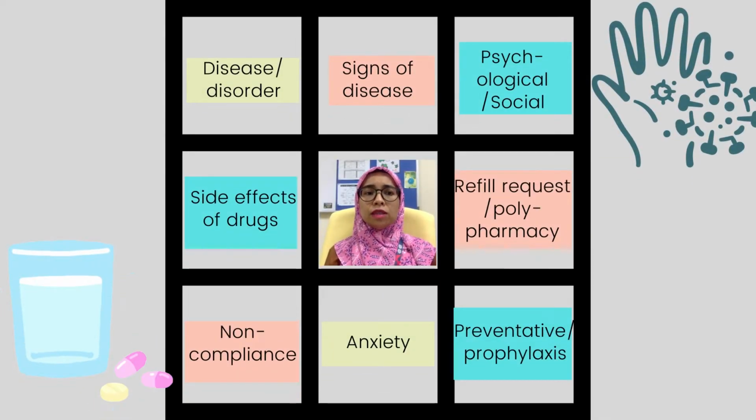So before you proceed to the other steps, it's important for you to define the patient's problem, where they can come to you with the disease itself or signs of the underlying disease. It could be a psychological or social problem. It could be a simple refill request, but please be reminded that it could be polypharmacy. It could be symptoms that are related to non-adherence to treatment. It could be side effects of medications that the patients are taking. And it could be a request for prophylaxis or preventative treatment. And last but not least, it could be a combination of everything.